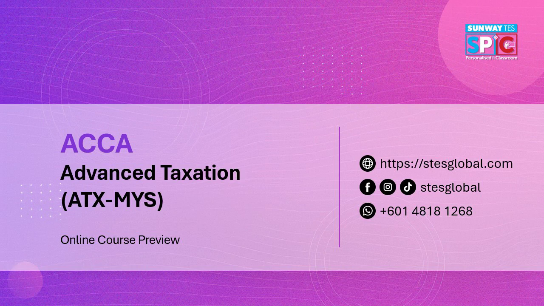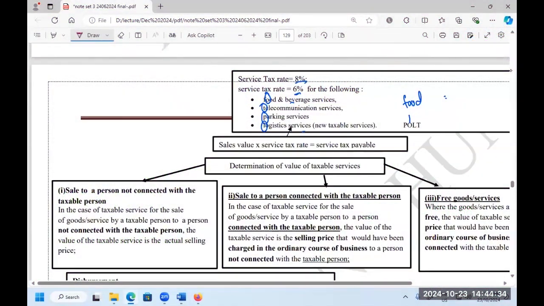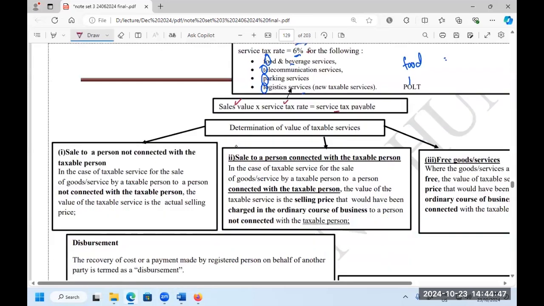Service tax. So how do I compute service tax? It is the sales value times the service tax rate. The service tax rate is either 8 or 6%. 6% is for POLT part. Okay. How do we determine the sales value?